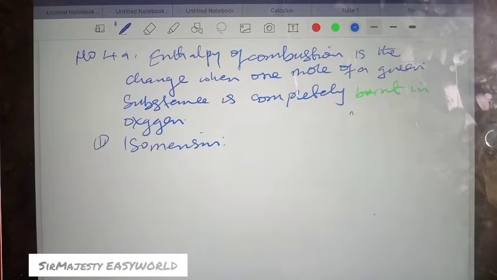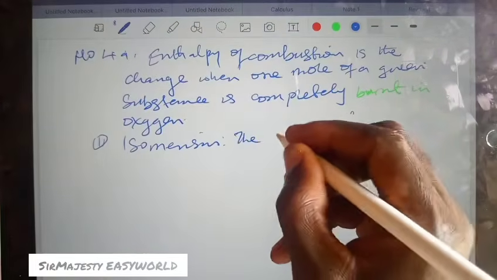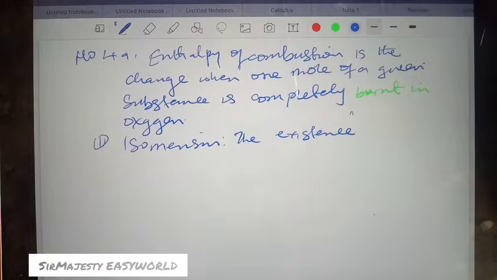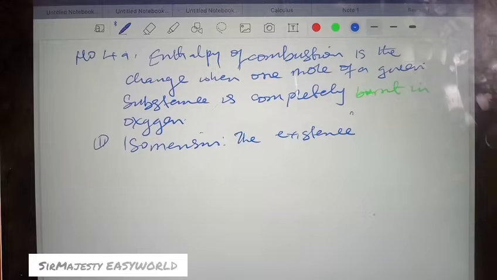Isomerism is the existence of 2 or more compounds with the same molecular formula but different structural formula. Stereochemistry reveals that some molecules have the same formula but different atomic orientation. The spatial orientation of the atoms is not the same, though the number and type of atoms are the same. Such compounds are isomers, and such existence is what we call isomerism.